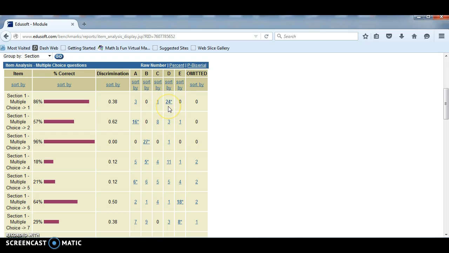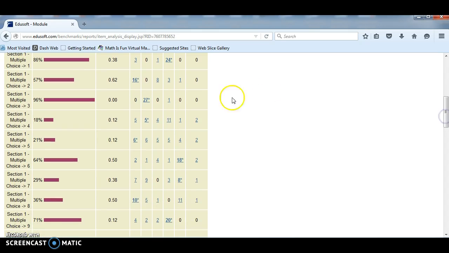So for this first question, 24 of Jillian's students got it correct. 3 chose answer A, and 1 chose answer C. None omitted it. So when you get down to a question like number 4, where only 18% got it right, it's interesting to look at the most common wrong answer, which in this case is choice D. And so you could go back and try to figure out why students tended to choose that incorrect answer. So there's a lot of good information in this item analysis report.